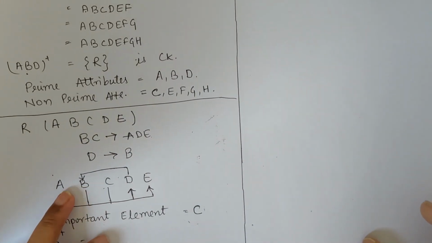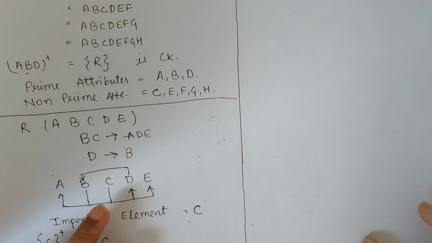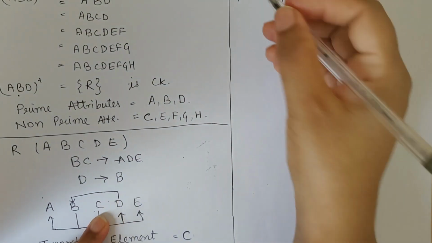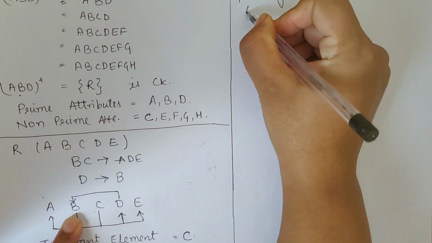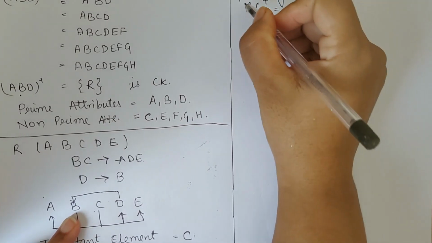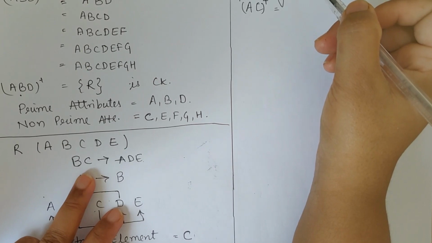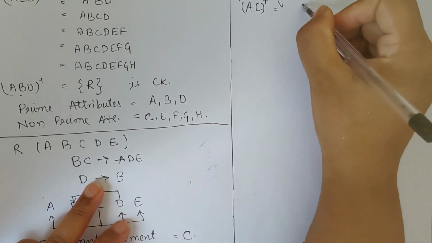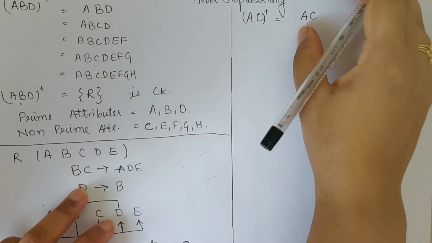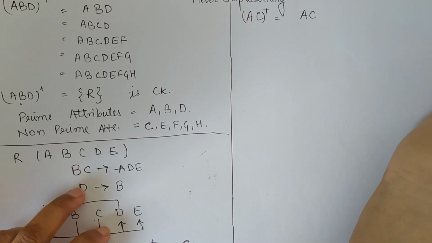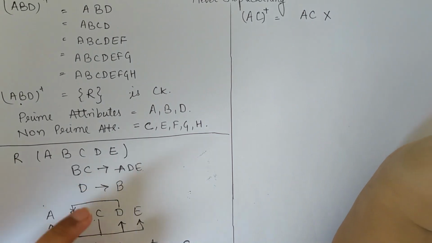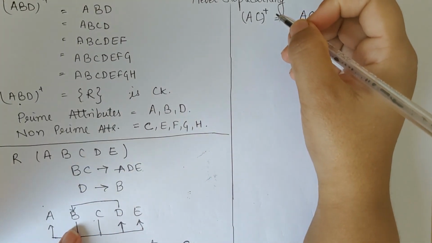So how many attributes do I have? A, B, C, D, E. With respect to C, I will try a combination with each and every one. First combination I will try is AC. Let's compute the closure of AC. AC will determine AC. Is there anything AC can determine other than AC? There is no functional dependency. AC is not able to find out anything, so this cannot be my candidate key. This is for sure.